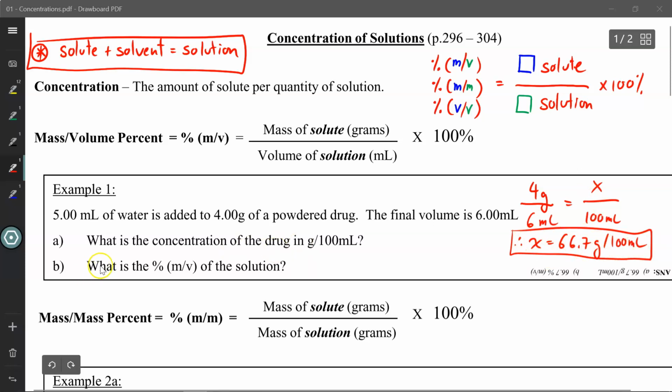The question then asks, what is the percent MV for the solution? So let's plug these values into the equation up above. Mass of solute, 4 grams. Volume of the solution, 6 milliliters. So 4 divided by 6 times 100% gives me 66.7% MV. So you'll notice the percent MV calculation and the grams per 100 mL calculation gave me the exact same value. So in a way, they are interchangeable.